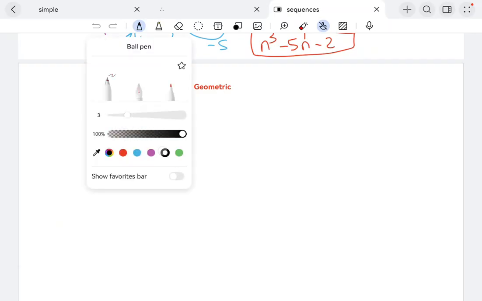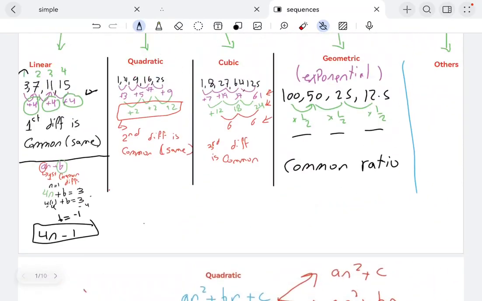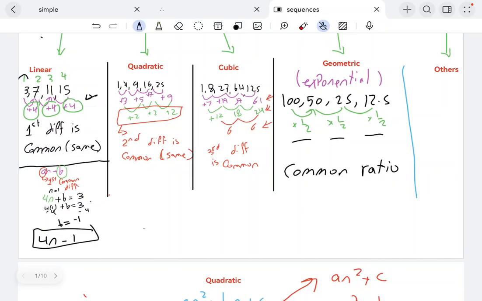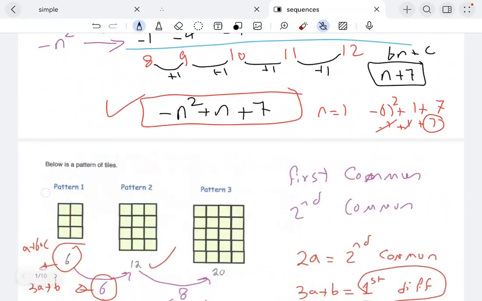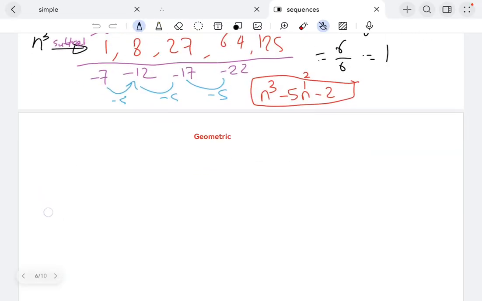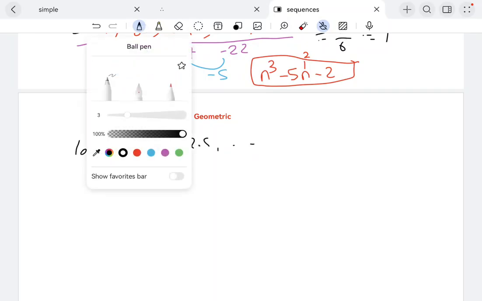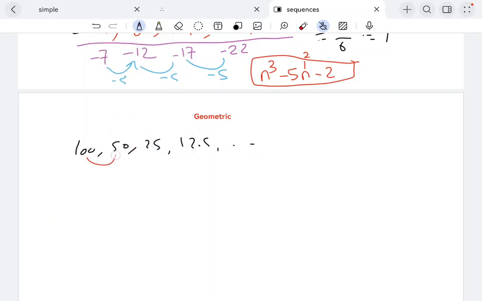Geometric sequence, when we have a common ratio. Remember geometric sequence? Here we are. Look, 100, 50, 25, 12.5. Every time we multiply by a common ratio. So now let's take an example. I can use the same example at the top. 100, 50, 25, 12.5, and so on. I can see now it's not a common difference at all. It's just a common ratio. You multiply by half, and never say divide.